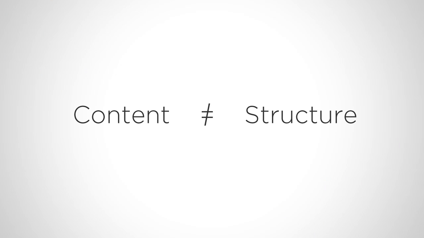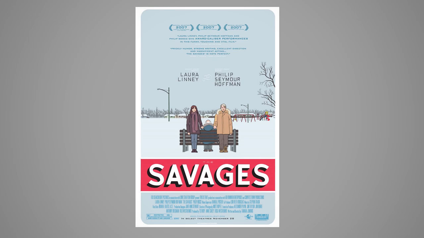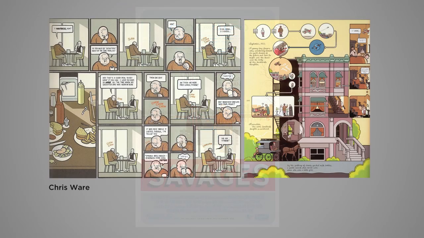So this movie poster is a great example of a study in information clarity. Now, I don't need to tell you that this movie is a bleak drama. The art here is created by illustrator Chris Ware, who makes awesome graphic novels.